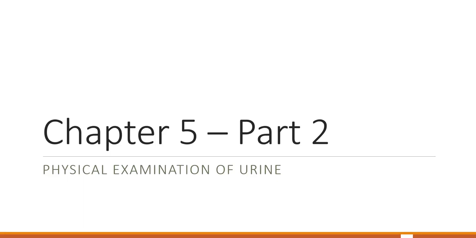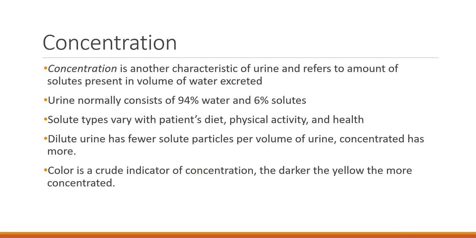We're going to continue our discussion of Chapter 5, the physical examination of urine. Urine concentration is a really important characteristic. This allows us to determine the concentrating ability of the kidneys, and it refers to the amount of solutes present in a volume of water excreted.